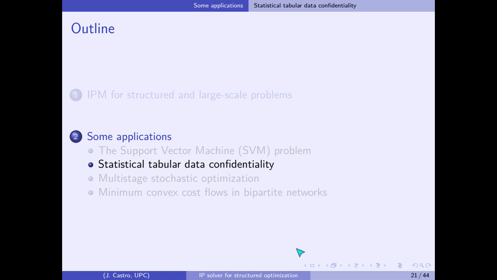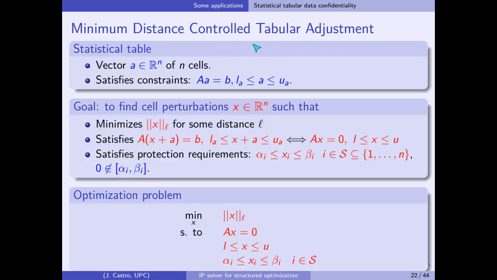Let me explain the problem a little. This technique is named controlled tabular adjustment. The problem is the following. Let's consider that you have a census in a country. That means that for each individual in the census, you have a set of variables. Consider two particular variables, for instance the profession and the city. Considering these two variables, you can create a two-dimensional table that gives you the number of people for each profession in each city.